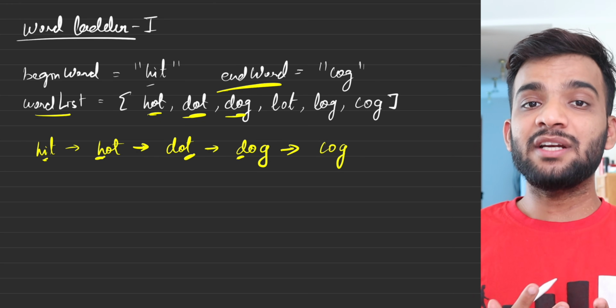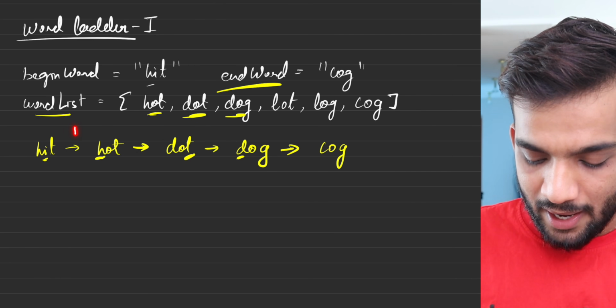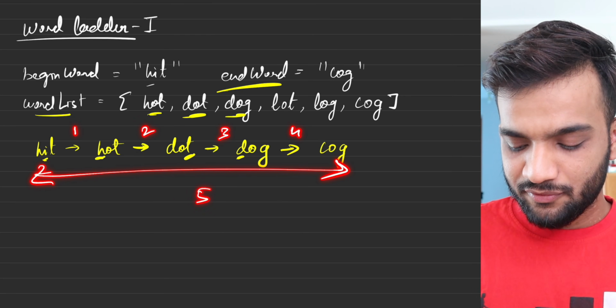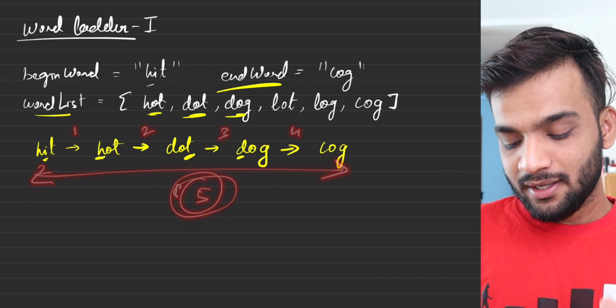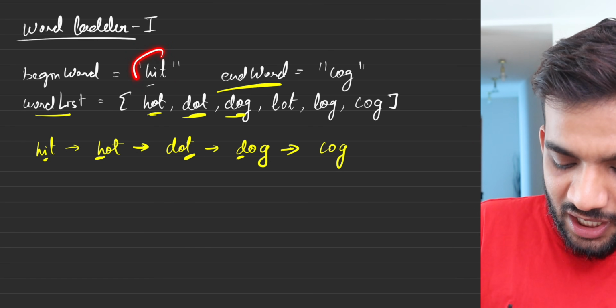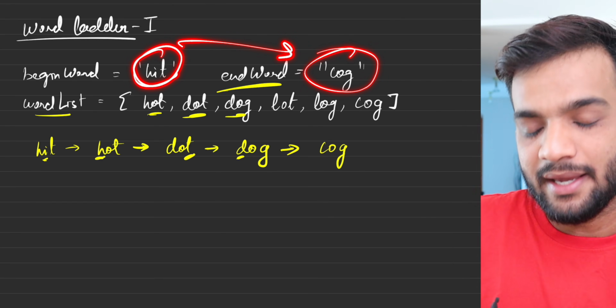If I ask you, how many transformations did you do? There were 1, 2, 3, 4. And what is the sequence length? That's 5. So thereby I can say that this is the shortest transformation sequence if you want to start from hit and end at cog.